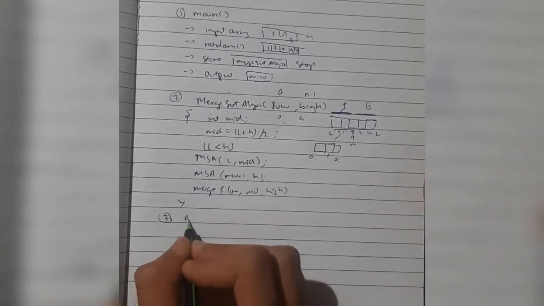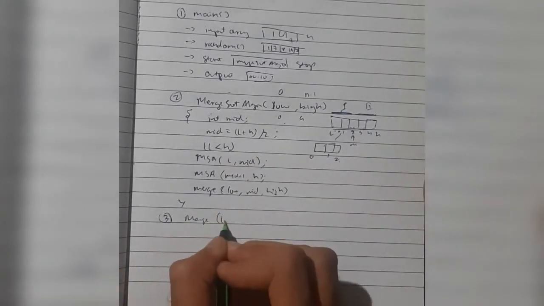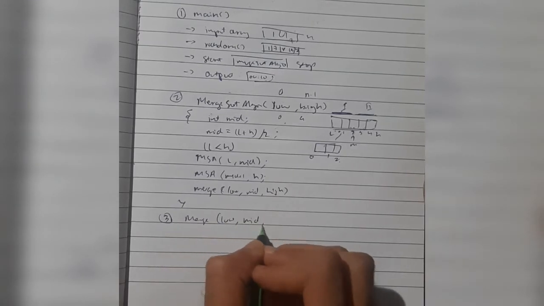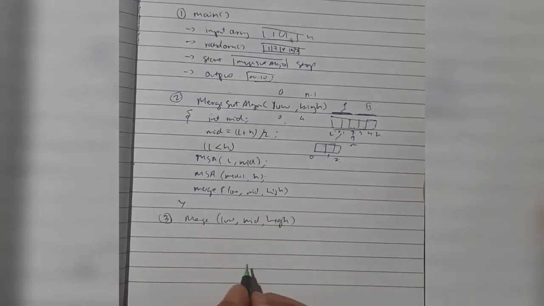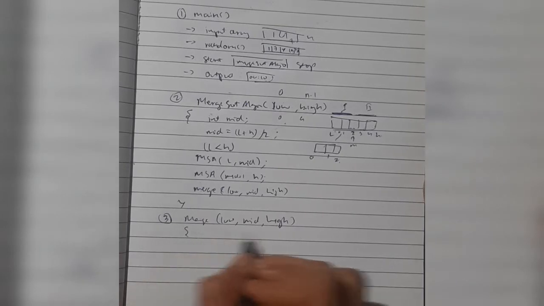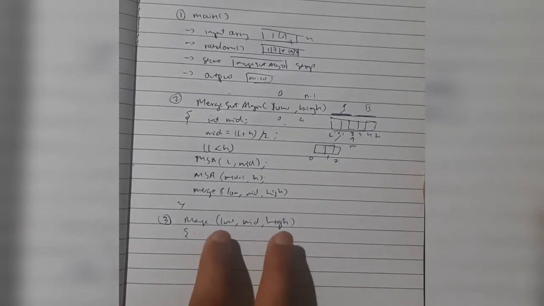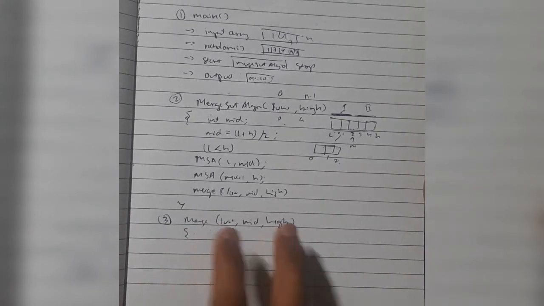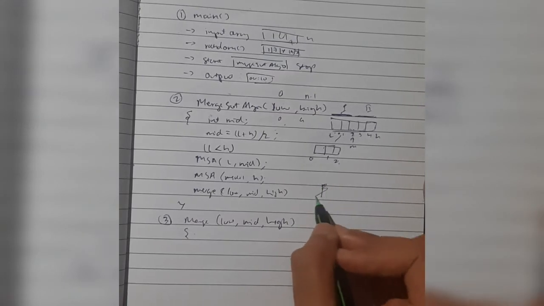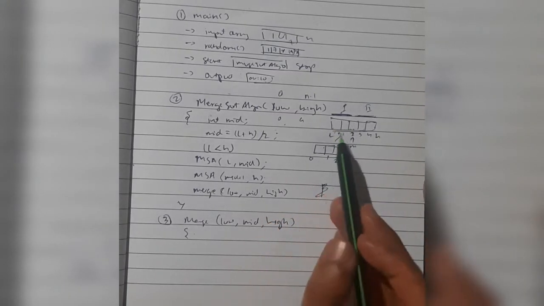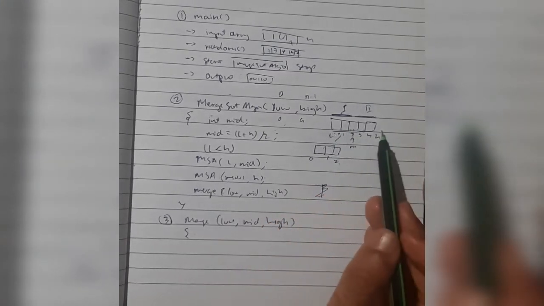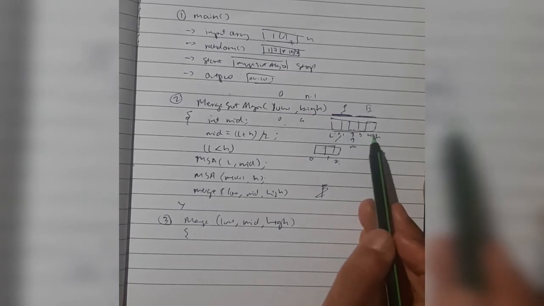In merge, we'll have three parameters: low, mid, and high. Initially we'll be creating an array here, which is b. Suppose that this is a part of the greater array. See here, if we use merge for this one, it means low is 0, high is 4, and mid is 2.